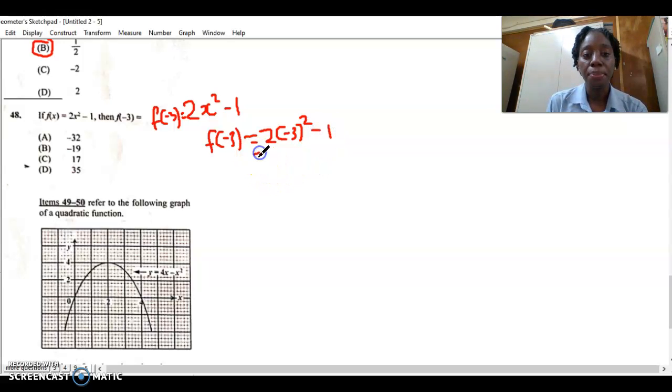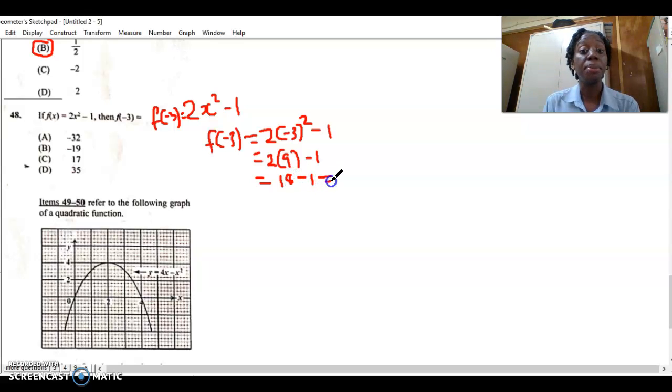Alright, so let us simplify. Now I'm going to write 2, however, I will find the square of -3 first. The square of -3 is positive 9. Minus 1. 2 nines is 18. Minus 1 is simply 17. Wow, wasn't that great? So the answer is simply C.